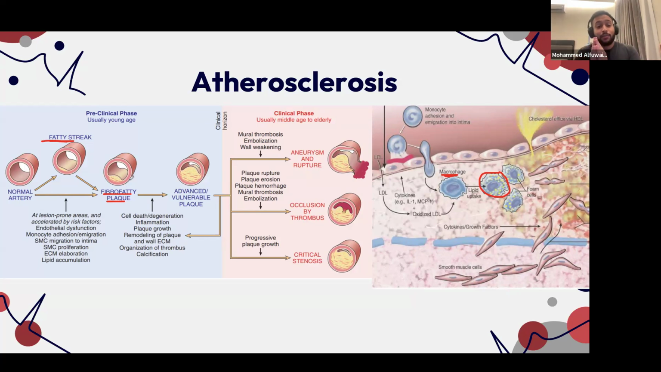Now, this plaque can progress and cause pathologies later on, based on one major factor, which is the size of the fibromuscular cap. If the size is very small and very thin, what type of plaque is this, if you guys know? Is it a stable or a vulnerable plaque? This is what we call a vulnerable plaque.